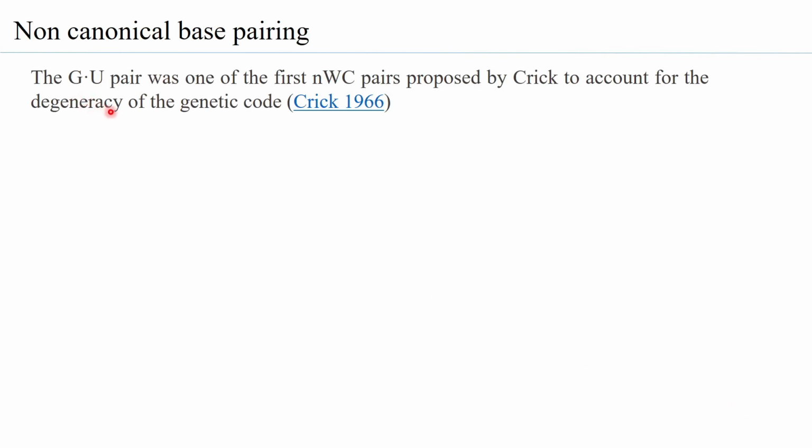So let us look at just instances of how non-canonical base pairs have a role to play. When you have a GU base pair, this was in fact one of the first non-Watson and Crick base pairs that was observed, and it was proposed by Crick. Because of this non-Watson and Crick base pairing, it could account for the degeneracy of the genetic code. The degeneracy of the genetic code suggests that you can have more than one codon for an amino acid.